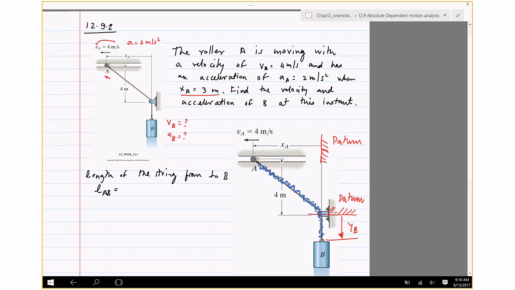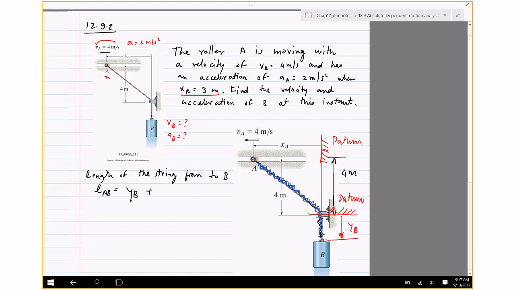So this is the easier one. This distance is YB, as you can see. I also need this distance. Okay, how can I find that distance? Pythagoras theorem. So what I know is, I know this distance, it's XA. I know the vertical distance, it's 4 meters.